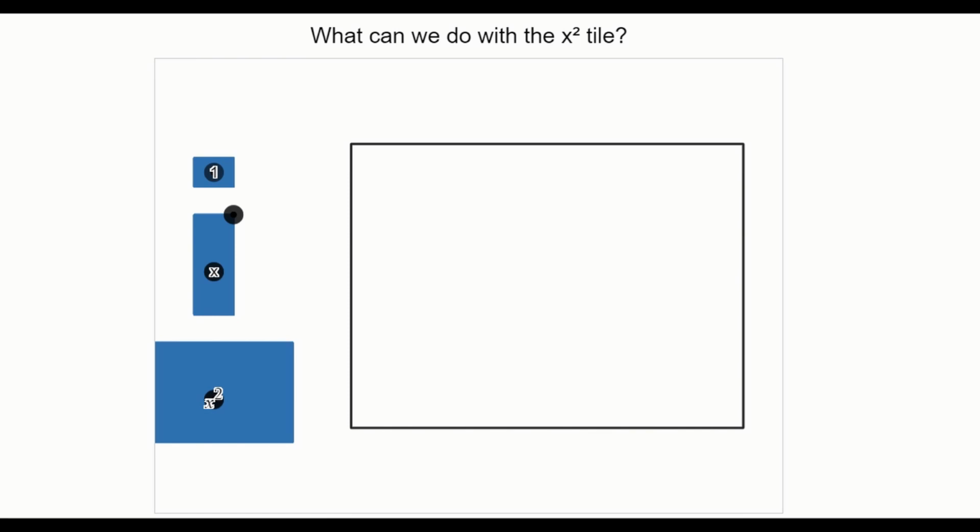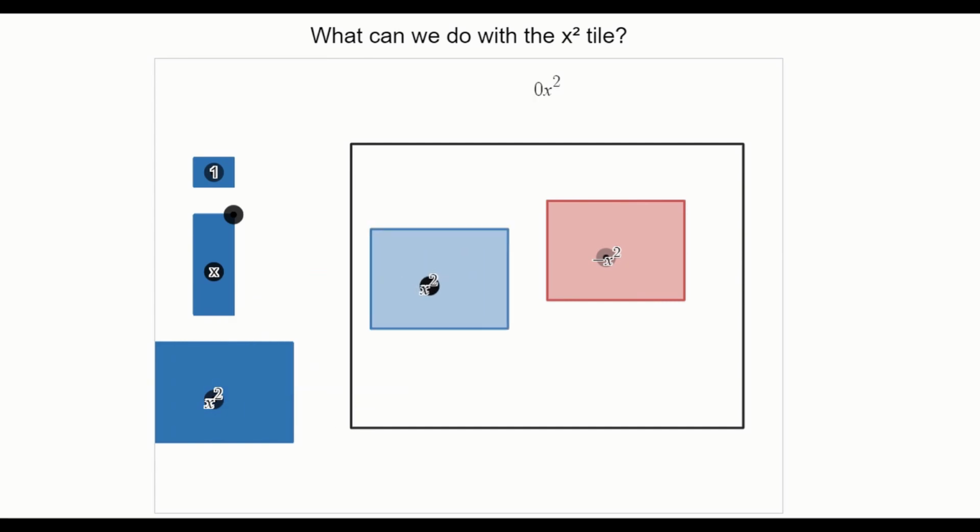Now what are some things we can do with our new x squared tile? We can move our x squared tile. We can change it from positive to negative. And just like with opposite signs, if we have a positive x squared and a negative x squared, these are going to cancel out.